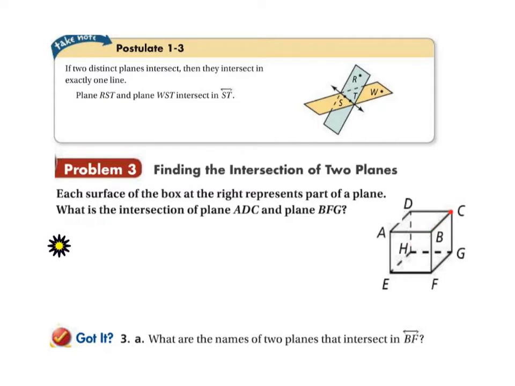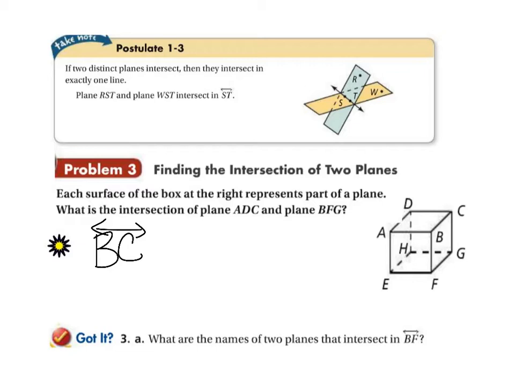Now it looks in the picture like it's just a segment, but remember that this is representing part of a plane. Since it's assumed to be a plane that would extend forever, the intersection is actually the line BC, not the segment. So write BC with a line over the top. That's the intersection. All right, let's see if we can do this next question.